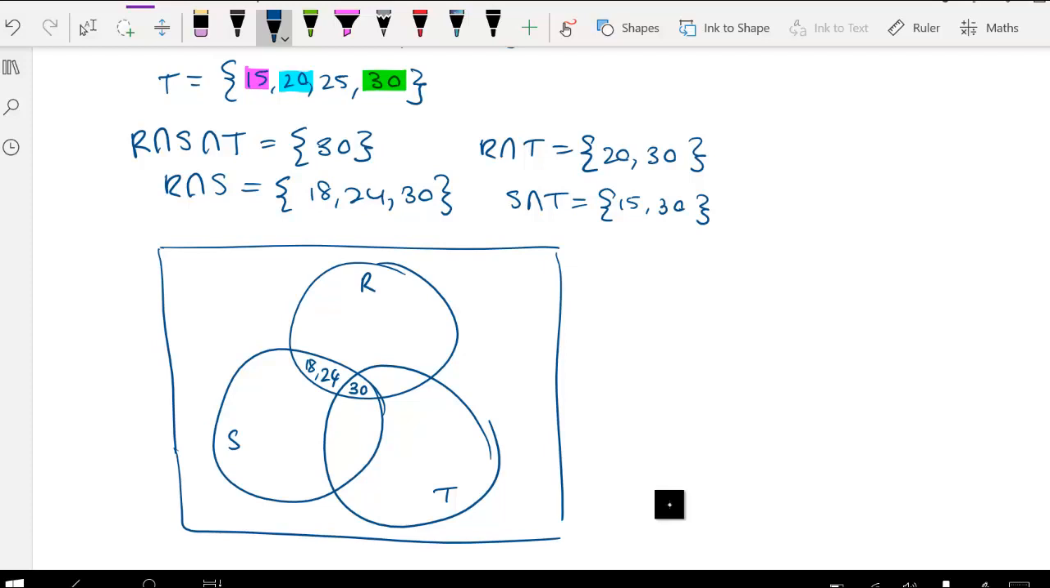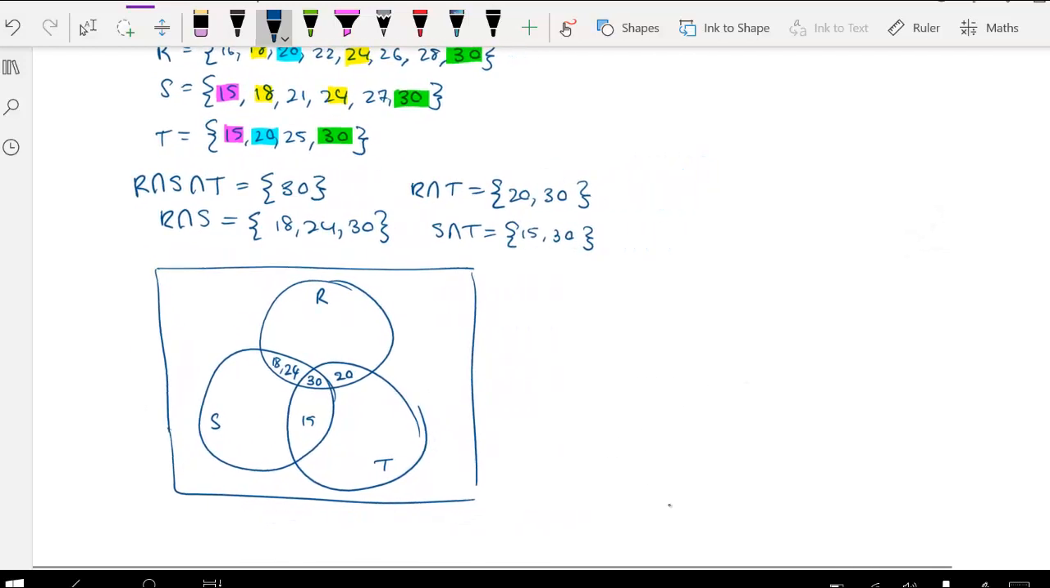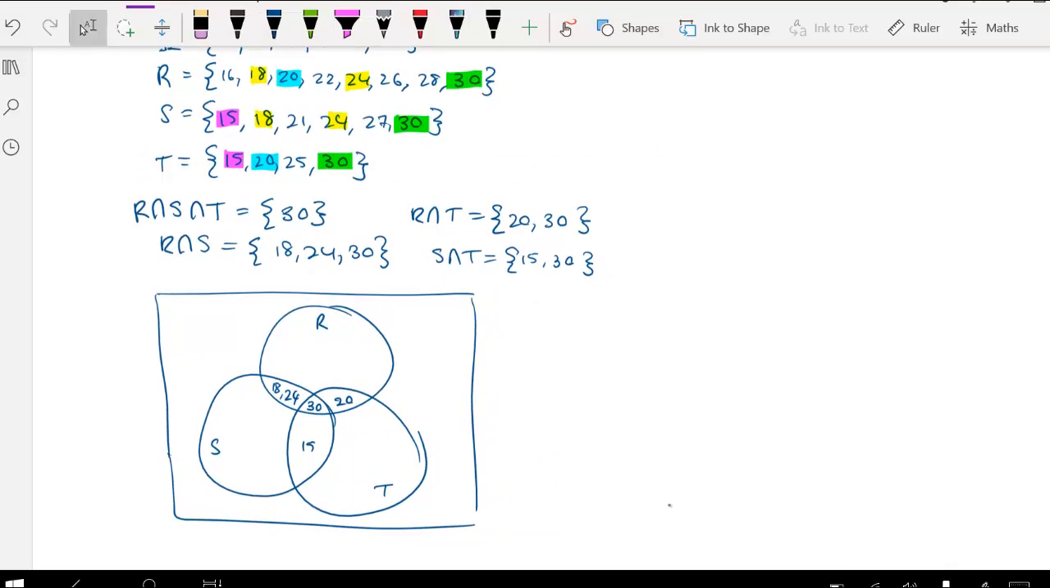Between R and T is 20 and 30. So there's 20 and 30. And between S and T, we've got 15 and 30. So 15 and 30. So we have our intersections there. Finally, we can now fill in the remainder for each. So in R, we also have 16, 22, 26, and 28. In S, we also have 21 and 27. And in T, we also have 25.